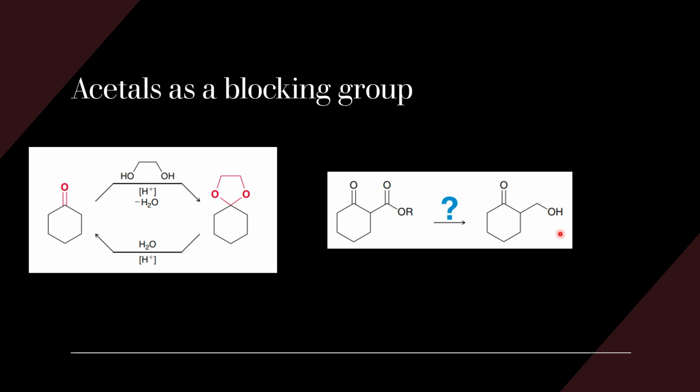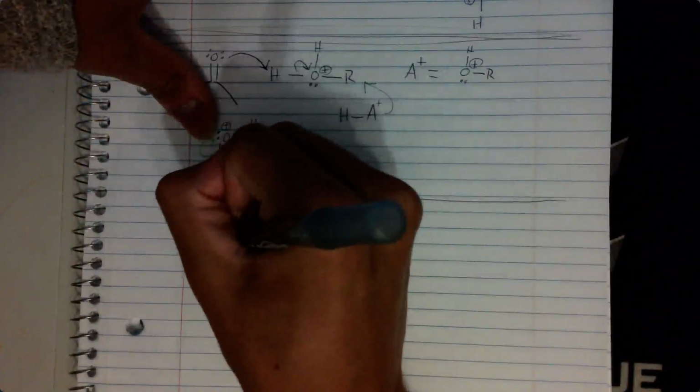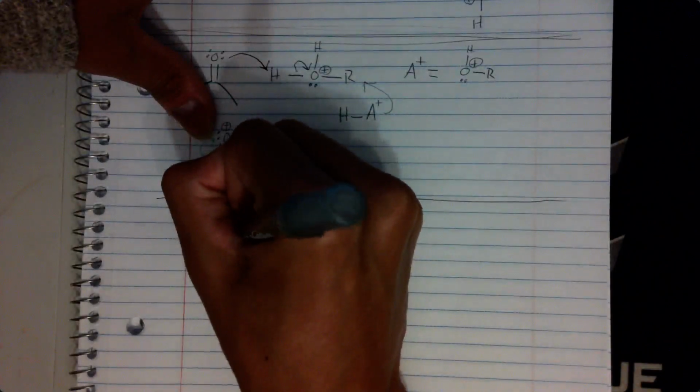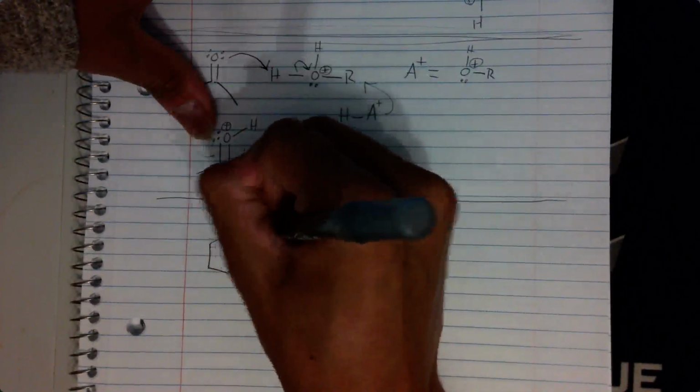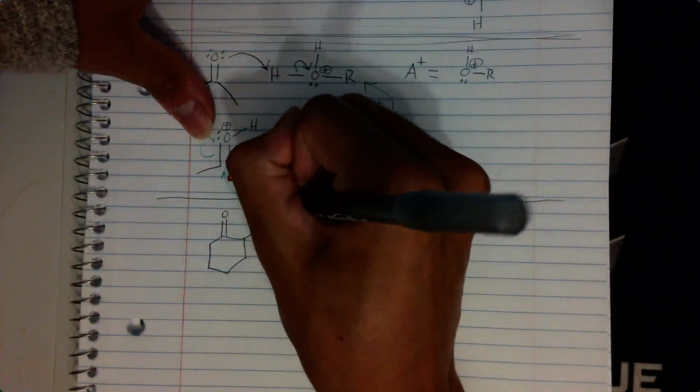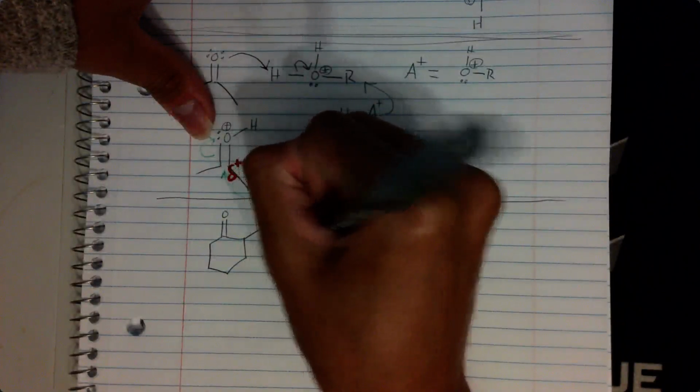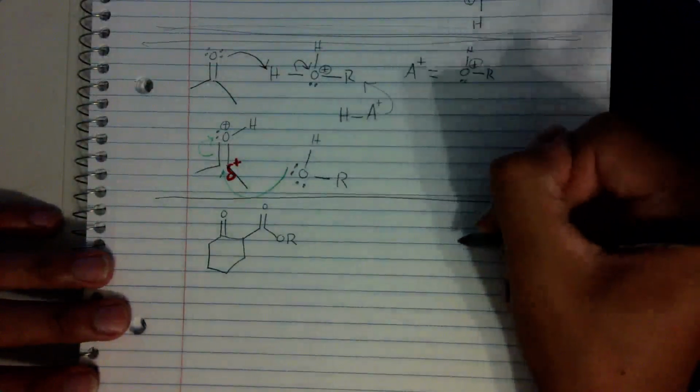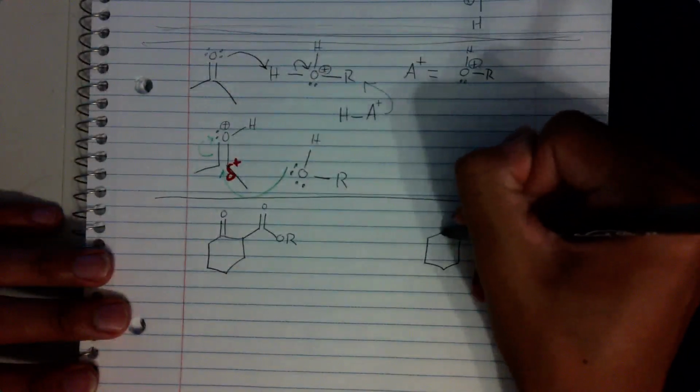So I'm going to redraw this on my paper, and let's attempt to work out this problem. So we have this molecule. I believe I drew this correctly, where R is just some carbon group. And we need to somehow turn it into this guy.